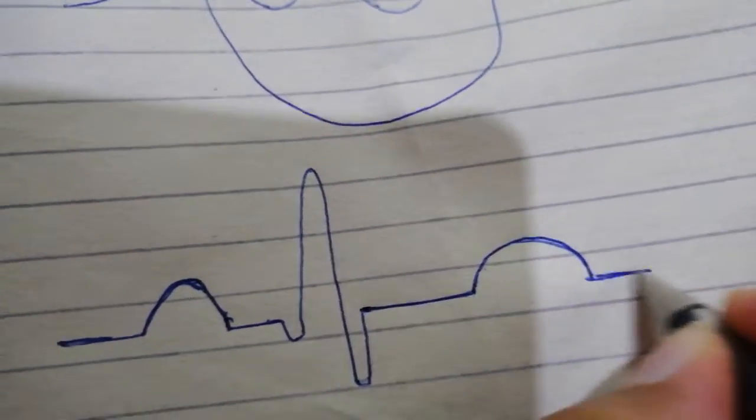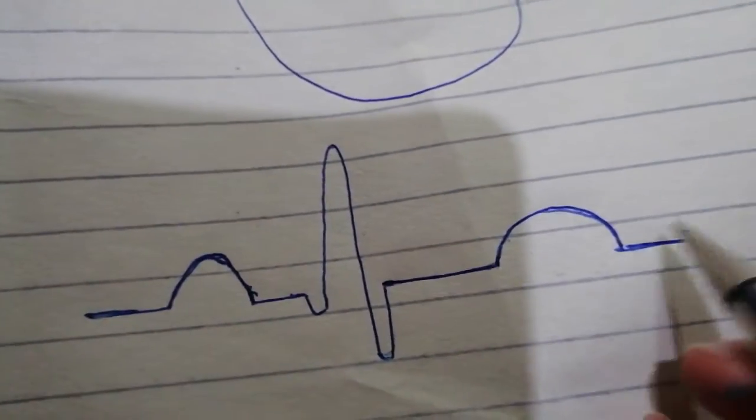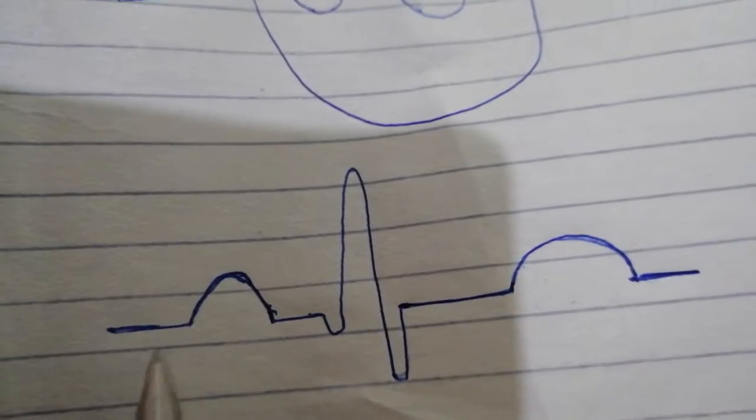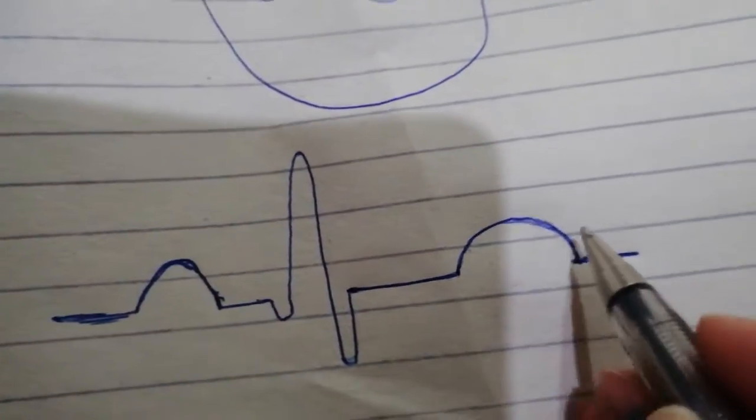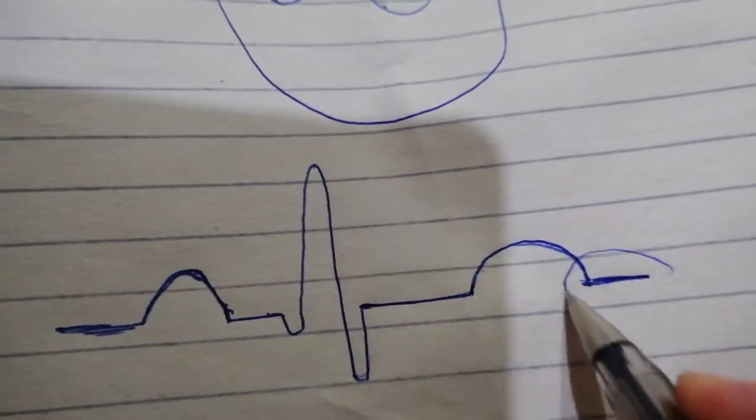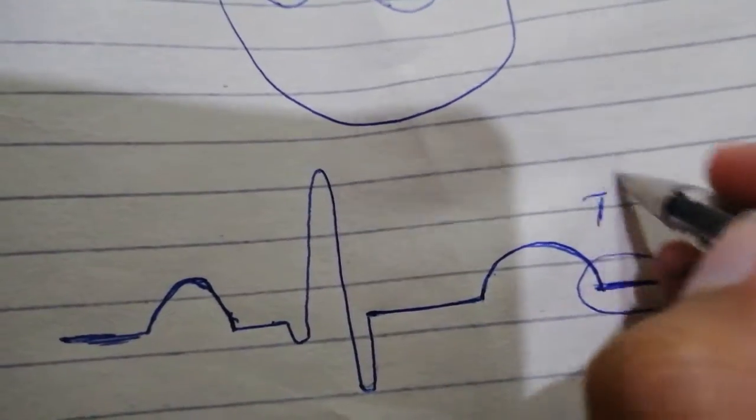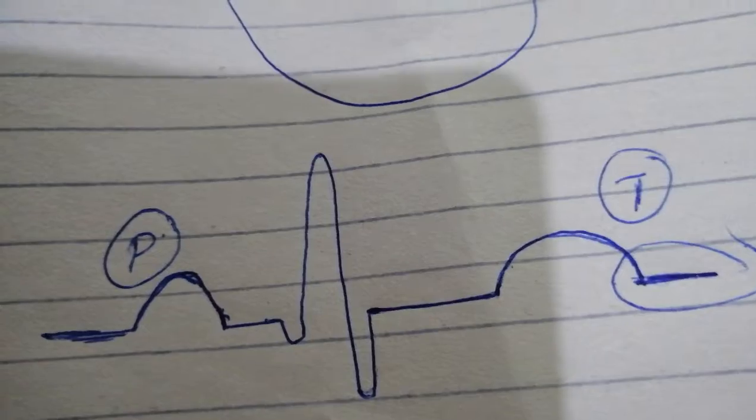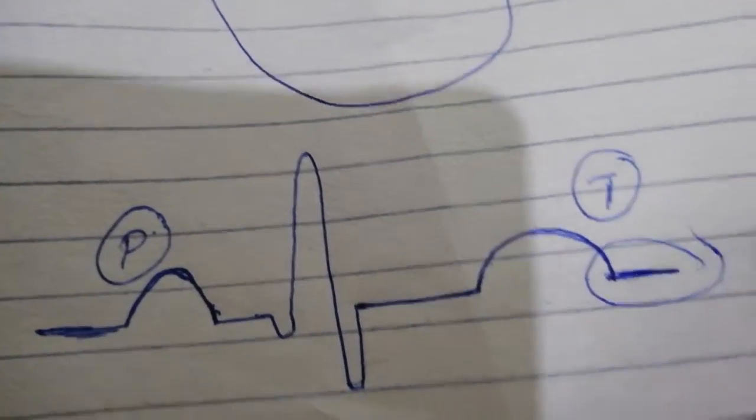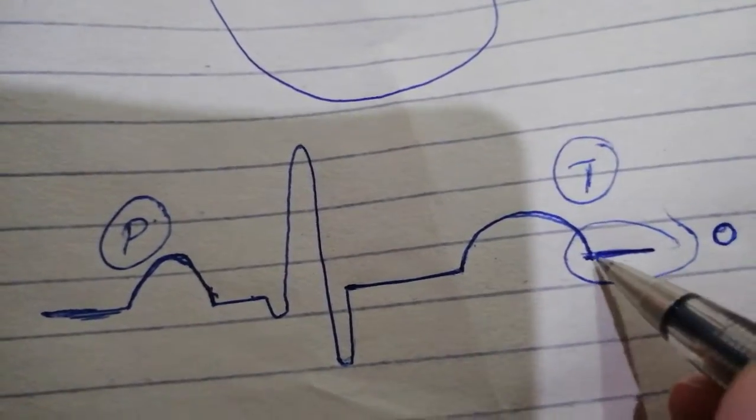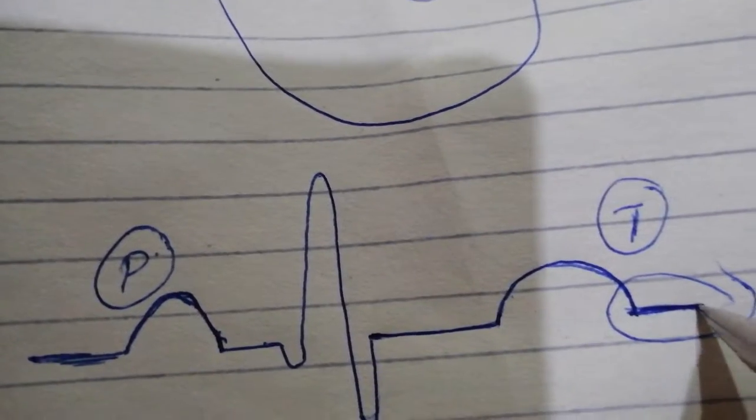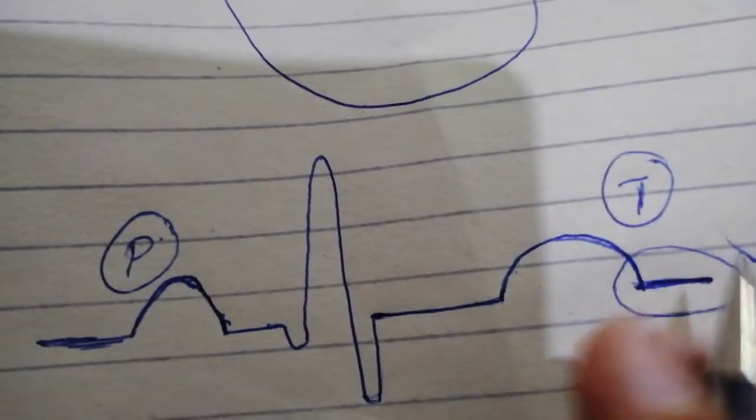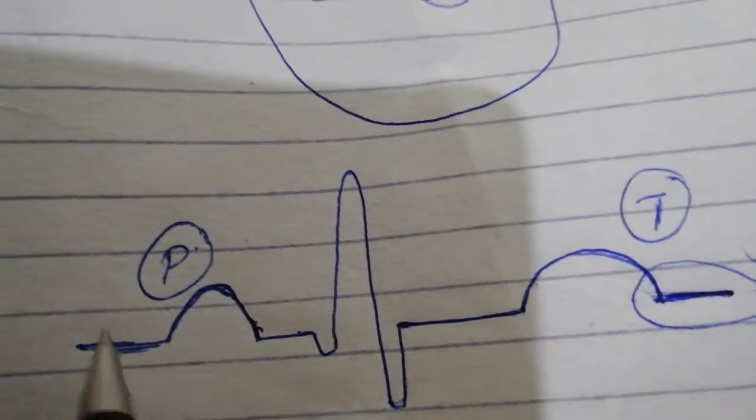And then we have the TP segment, which shows that the ventricles and the atria are both in the resting stage. In this TP segment of variable duration, it is an isoelectric line at zero level, because when something is completely repolarized there isn't any electrical potential. The problem actually occurs at this point.